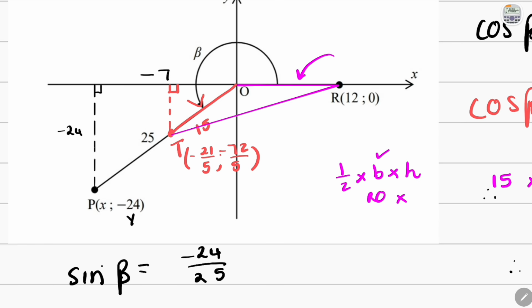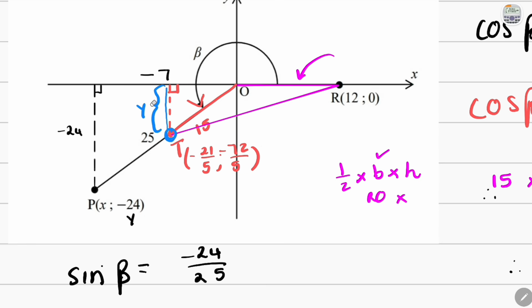The perpendicular height will always be drawn from the highest point of the triangle, so that will be T in this case, and then down, perpendicular to the base, or at least an extension of that base. You can see that this is the height over here. So this is the height, meaning, as you can see from the previous question, this is the y value. This is the x value over here. This is the y value, so that's the y value, meaning that is the height.